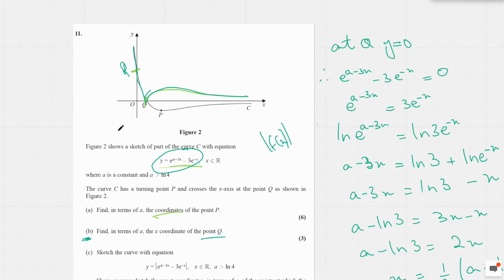For Q, we have half of a minus the natural log of 3, and then the y-coordinate is 0. And for R, we have the x-coordinate, which is 0, and the y-coordinate is e^a minus 3. And this is what the graph looks like.